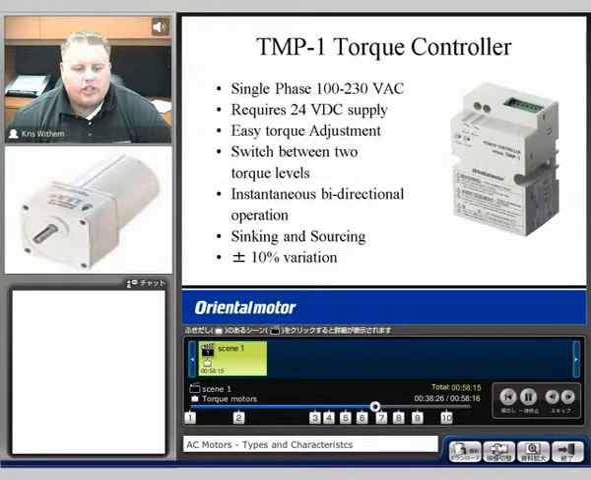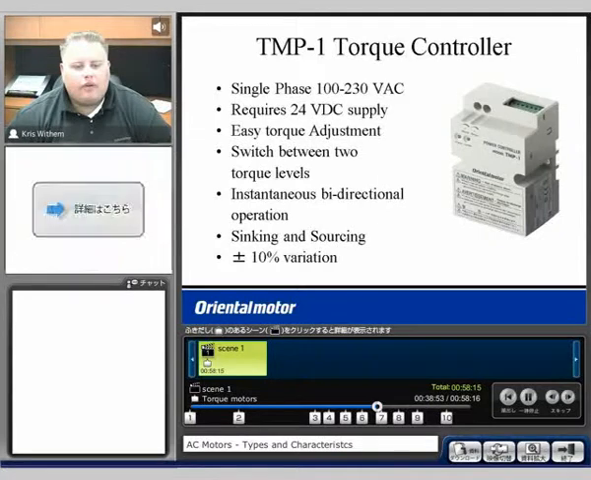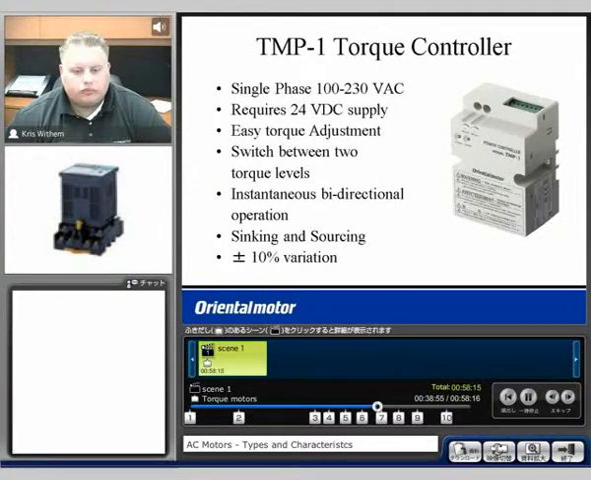Easy torque adjustment. It switches between two torque levels. It has instantaneous bidirectional operation, both sinking and sourcing, and around a 10% variance on the torque. So it allows for easy adjustment of the torque. It can be used with different voltages. The external voltage is required for the TMP. So what we're doing is changing the voltage to the motor to change the torque. As we talked about, voltage and torque are proportional.